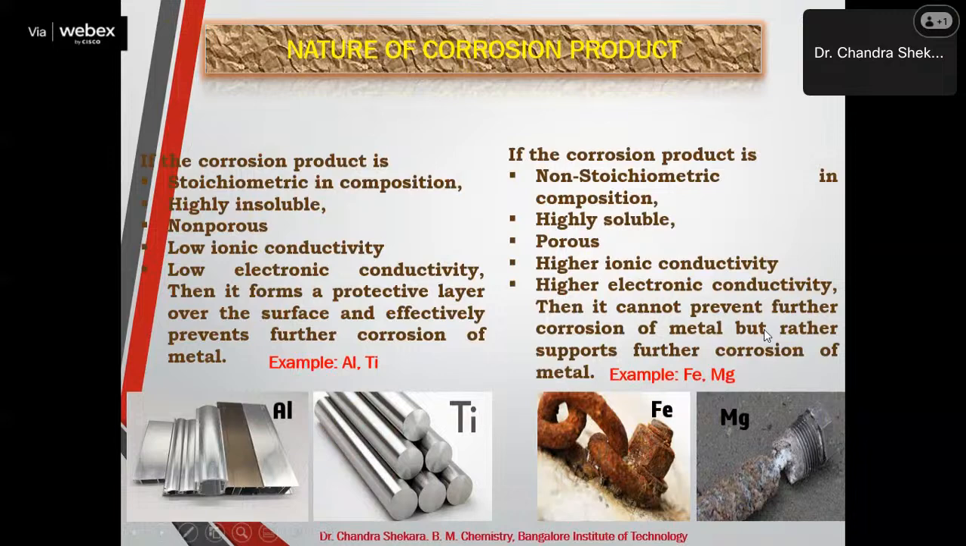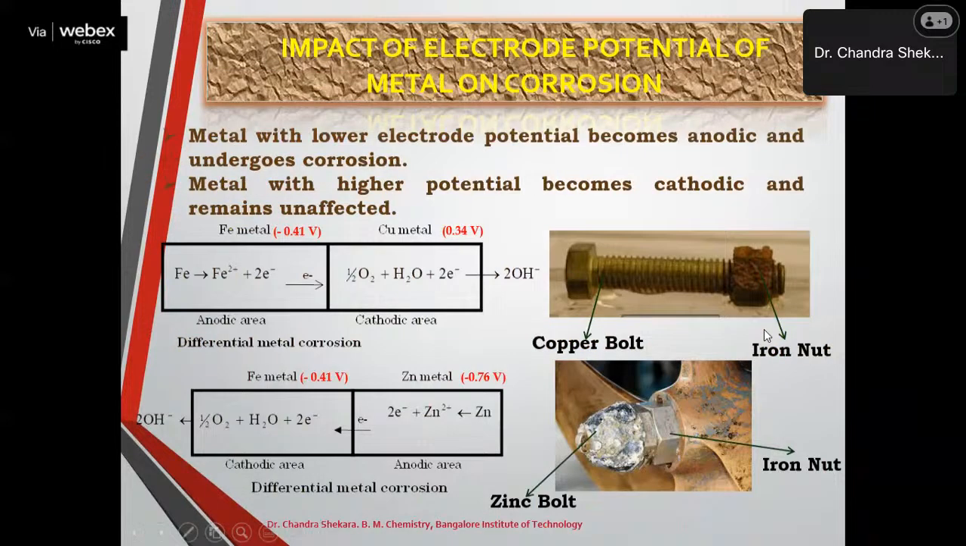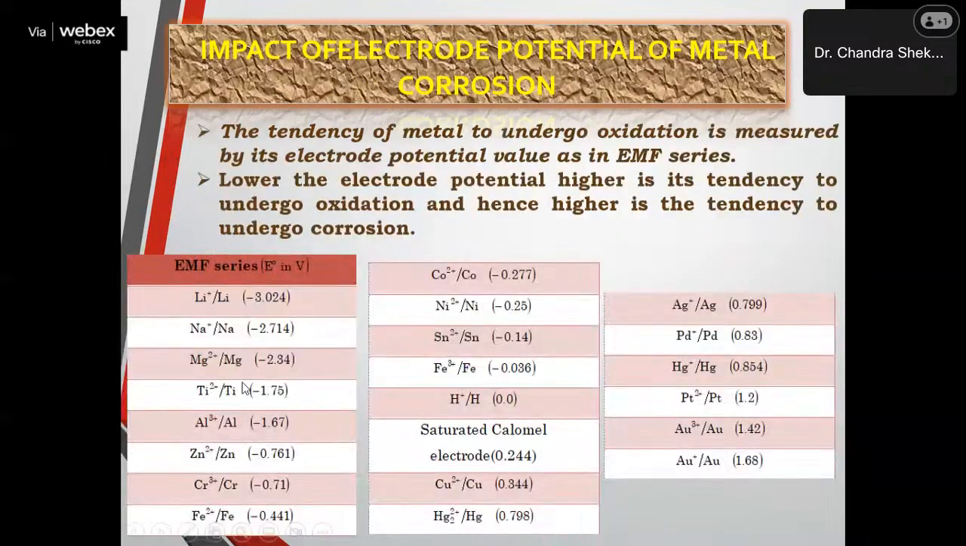Now, there are a few metals, even though they exhibit higher negative electrode potential values, that do not show the tendency to undergo corrosion. This is the exception to the trend in electrode potential that we observe in the electrochemical series. For example, if you take titanium metal and aluminum metal, these are two metals which have negative potential values. Therefore, as per the electrode potential values, these two metals are expected to undergo oxidation very easily, undergo corrosion very easily.